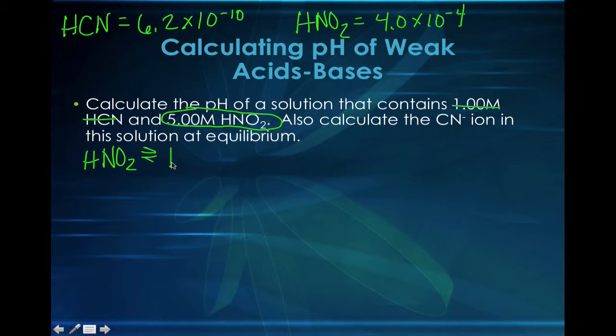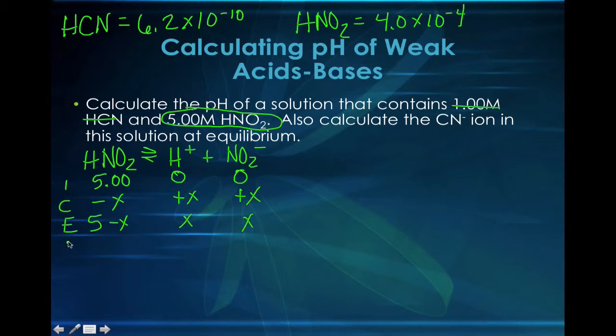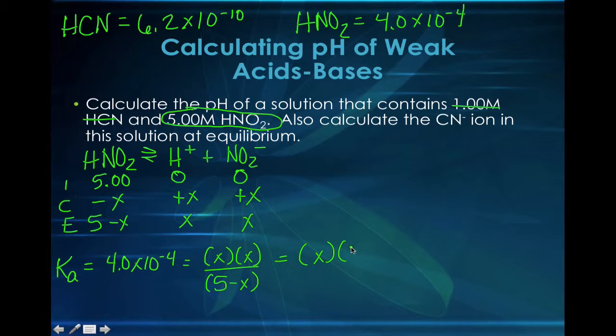So HNO2 will go into H plus and the nitrite ion. Our ICE table here: we initially have 5 molar of this before it dissociates, 0 and 0, minus x, plus x, plus x, 5 minus x, x, and x. So again, Ka is equal to, for the HNO2, 4.0 times 10 to the negative fourth. That's equal to the products over the reactant. And I'm going to make my life easier and get rid of the minus x on the bottom. So it's just 5.